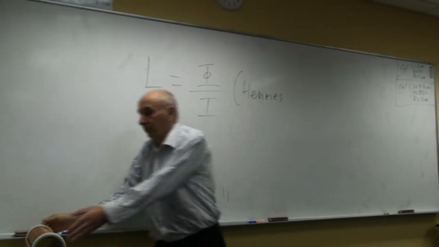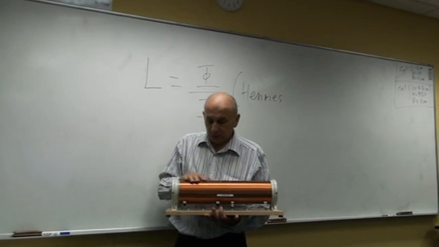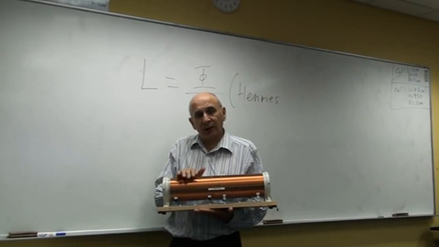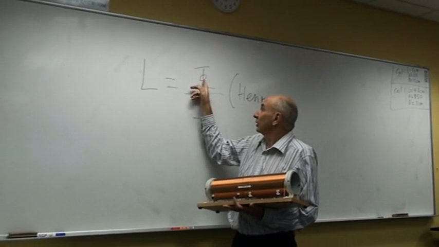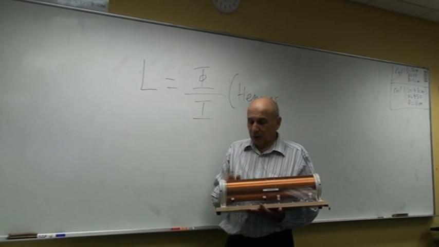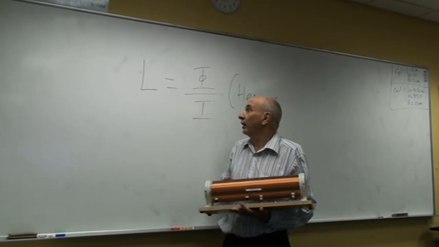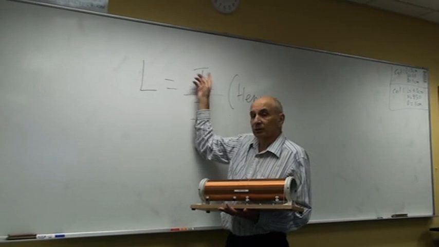Now, this coil is quite big, and there are many turns, so we expect to see quite a high inductance value, because we're going to get quite a lot of magnetic flux for a given current. Remember, if we have many turns, for every turn of the wire, we're multiplying the flux.